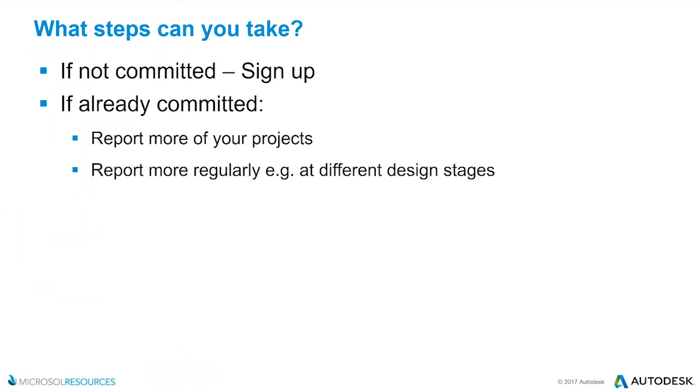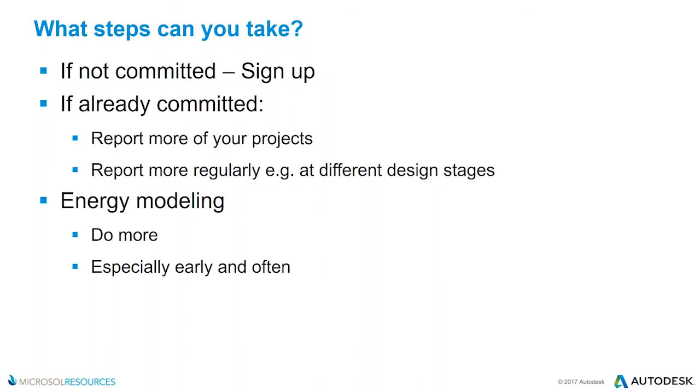Secondly, if you are already signed up or committed, one thing you can do is report more of your projects, right? And also report them more regularly, i.e. at different design stages. There's a lot of value in that. Also energy modeling, right? Do more of it, especially early and often. And I think, as I've shown you, Insight with Revit can really help you with that. It greatly lowers the barriers to doing energy modeling, and it greatly increases the quality of it because it removes the concerns about garbage in, garbage out because of its range-based approach. You can get a very reliable energy use intensity number, energy cost. And for more on that, we've got lots of good case studies that demonstrate that.